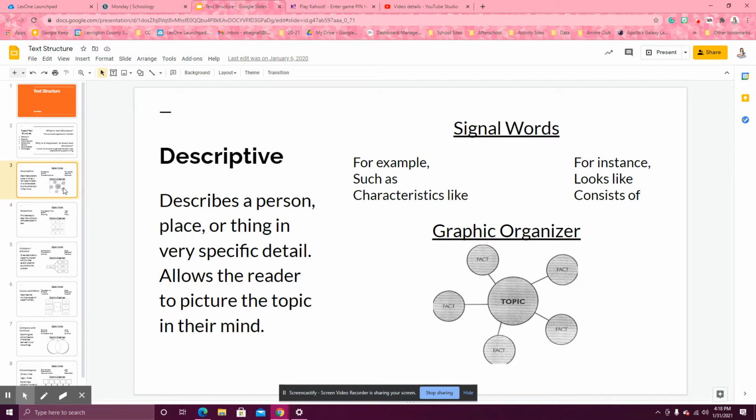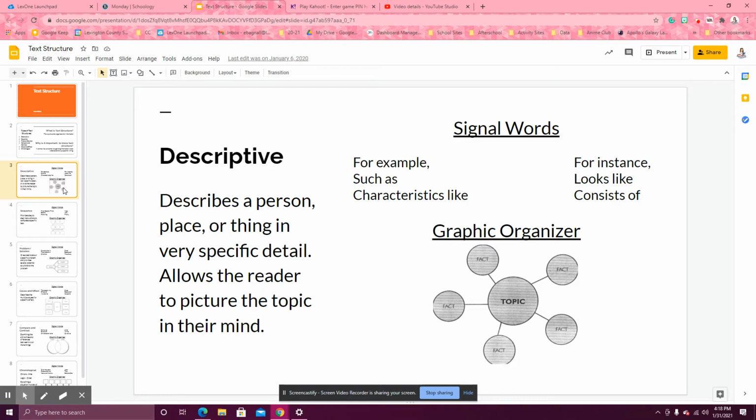Descriptive is exactly what it sounds like. It's meant to describe, whether it's a person, place, thing, or event. It is designed to let the reader kind of picture the topic in their mind. Some of the signal words that you might see in a descriptive piece, for example, such as characteristics like, for instance, it looks like, it consists of.